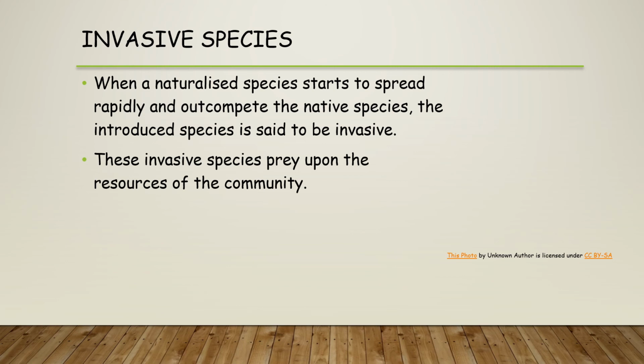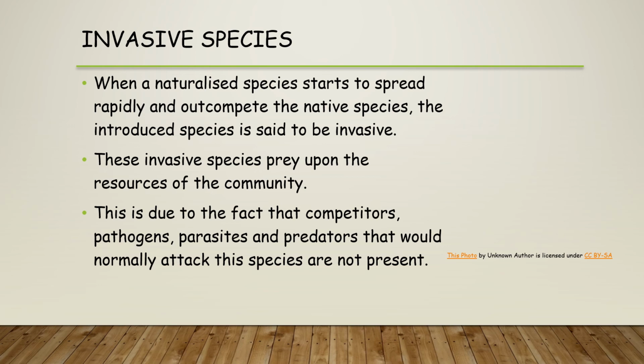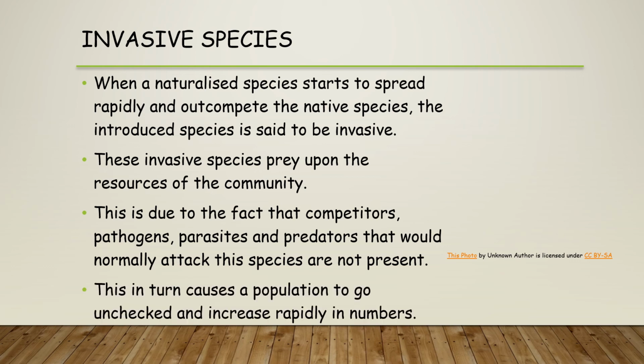That invasive species then preys upon the resources of the community. And that's because the things that normally attack the species are not present. So pathogens, competitors, parasites and predators won't kill it off because they're not present. That allows the population to go unchecked, and they increase rapidly in numbers.